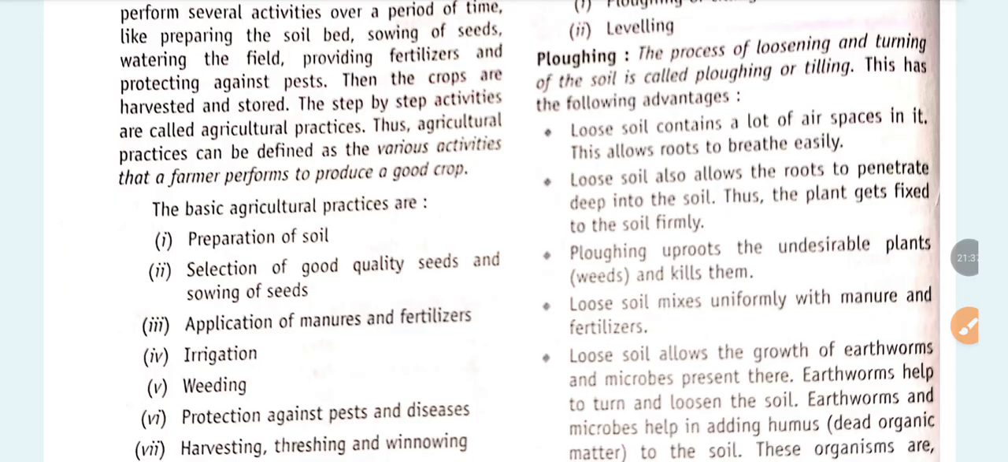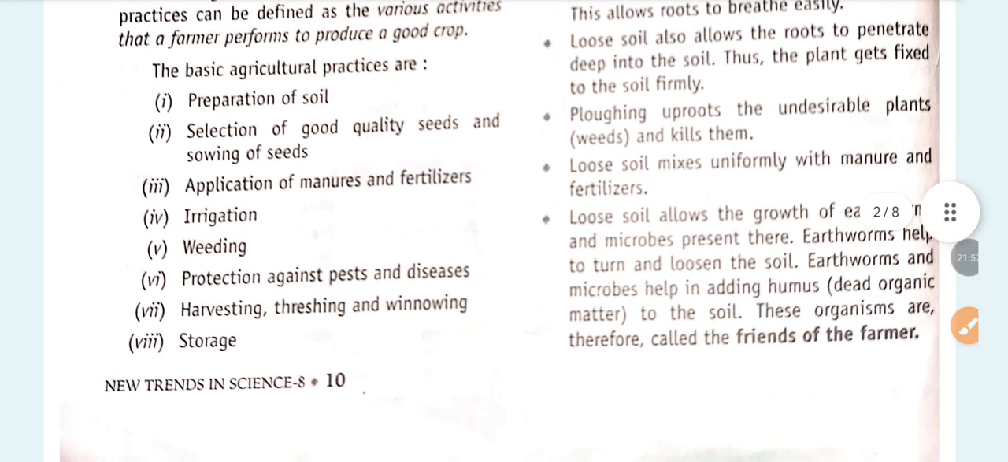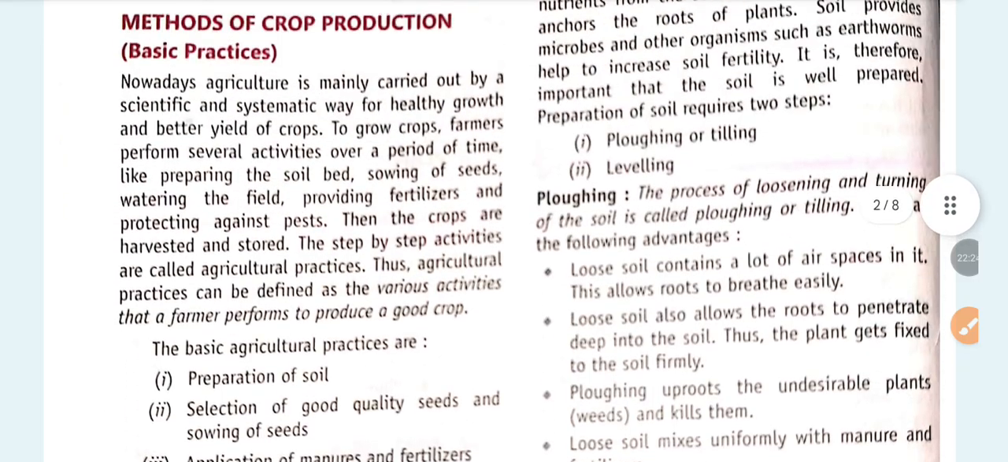Plowing also uproots undesirable plants like weeds and kills them. If you plow the field, the unwanted weeds that are deep in the soil will come out. Loose soil mixes uniformly with manure and fertilizers, and it also allows the growth of earthworms, because earthworms have a very soft structure and prefer living in soft soils. Earthworms help to loosen the soil more and add humus, which is dead organic matter, to the soil. Hence, they are known as the friends of the farmers.